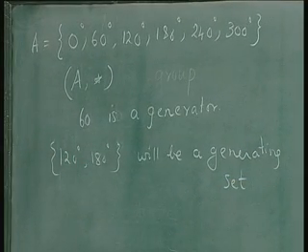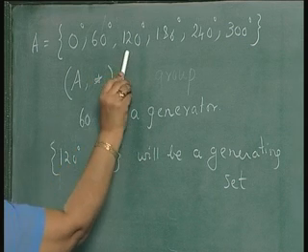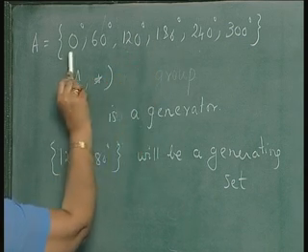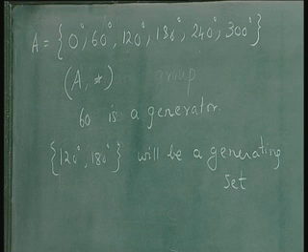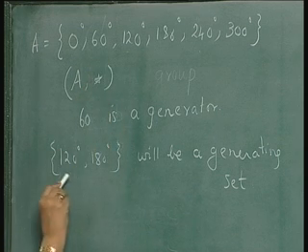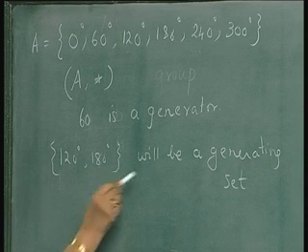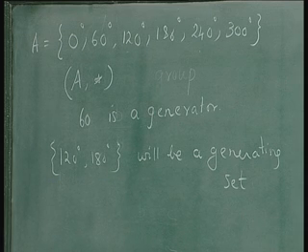120 alone is not a generator, because with 120 you can have 240 and 0. You will not be able to get 60, 180, 300. So, this is a generator for this group, and this combined set is a generating set for the group A star.